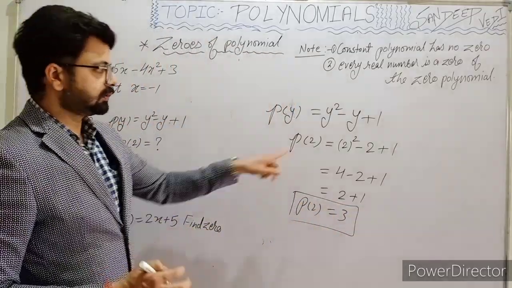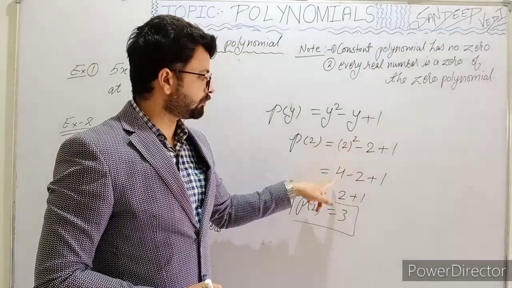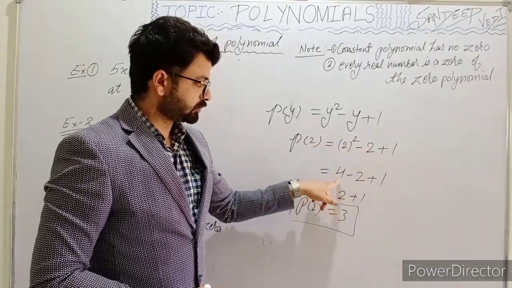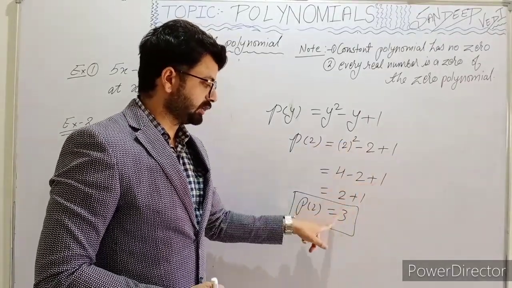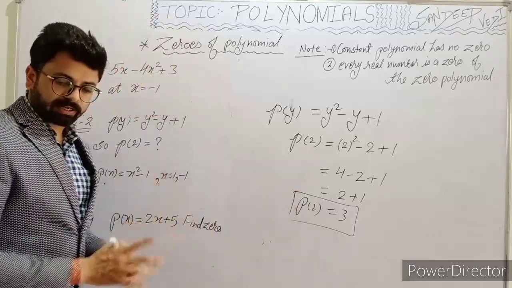As 2 square is 4, 2 into 2 is 4. 4 minus 2 plus 1, 4 minus 2 is 2, 2 plus 1 is 3. So that is the value, the second type of question.